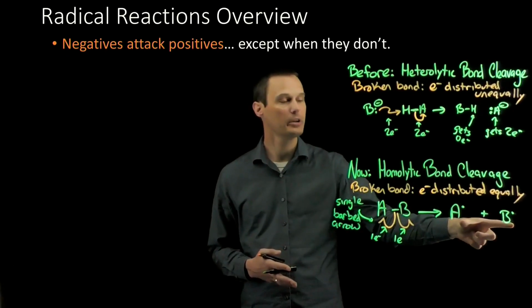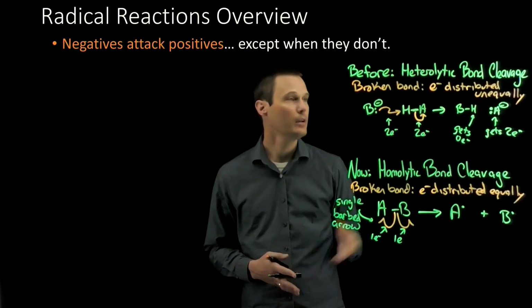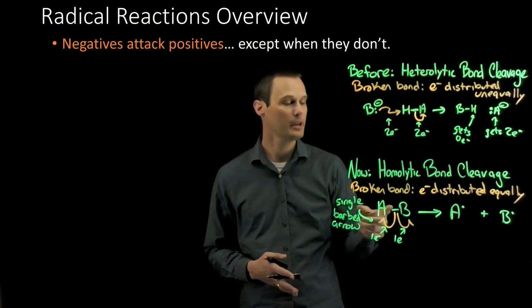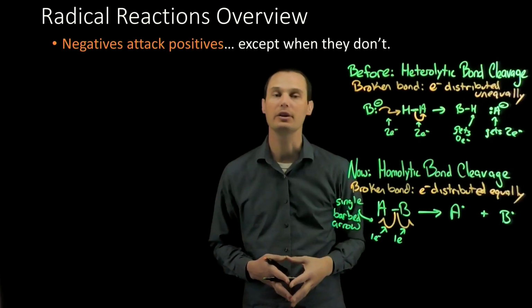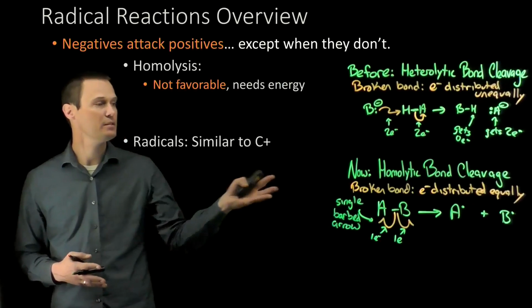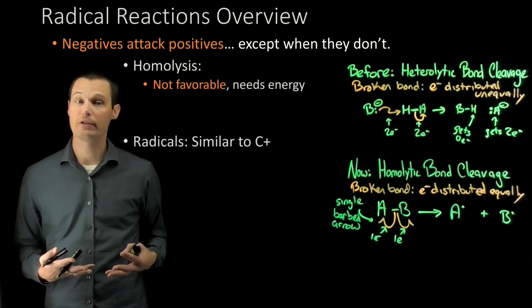The electrons were distributed equally between A and B. This is different from heterolytic bond cleavage, where both of the electrons went with one of the atoms. Here, 1 electron each goes with each of the atoms. The electrons are distributed equally. So some overviews here with homolysis, the homolytic bond cleavage. This is not a favorable process.